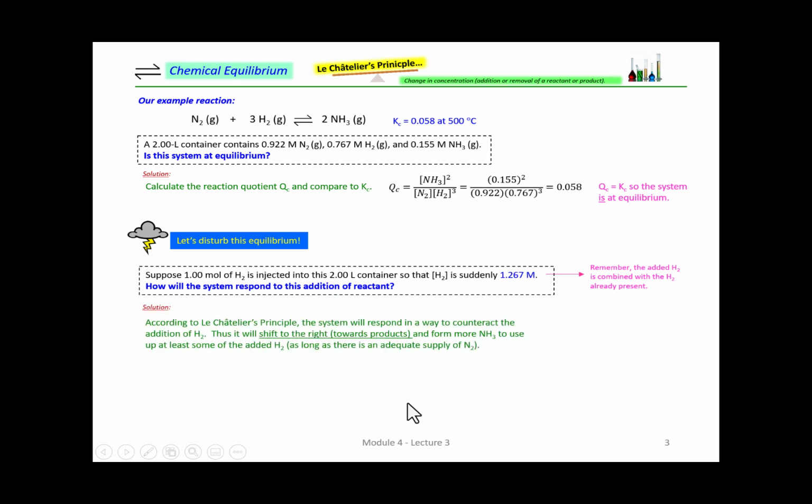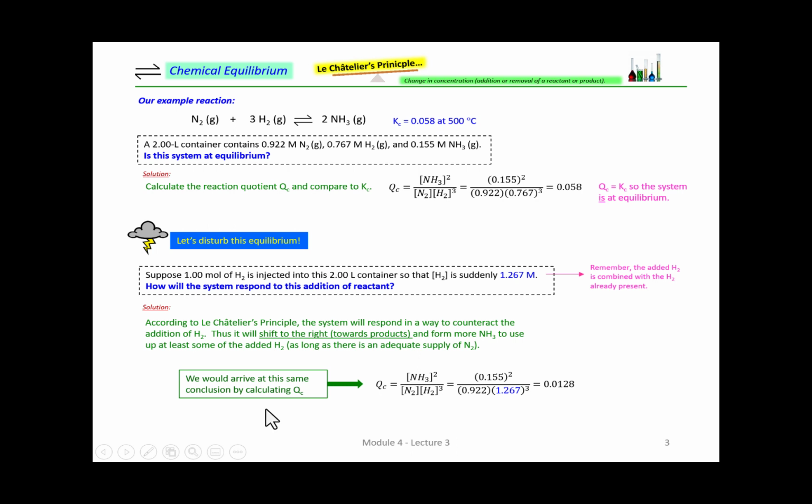Now, according to Le Châtelier's principle, the system, meaning this equilibrium, will respond in a way to counteract what we've just done, adding hydrogen. Now, to counteract that, it's going to try to use up the hydrogen we added. So it should shift to the right towards products and form more ammonia to use up at least some of the added hydrogen. And that's going to happen as long as we have enough nitrogen in that container to react with as much hydrogen as the system wants to react in order to respond to our disturbance.